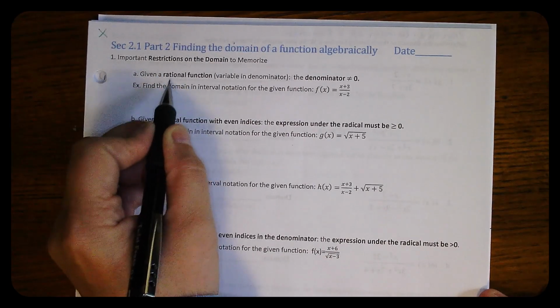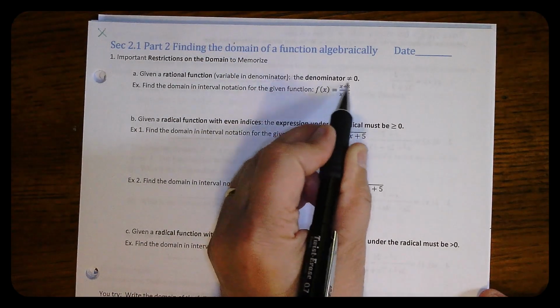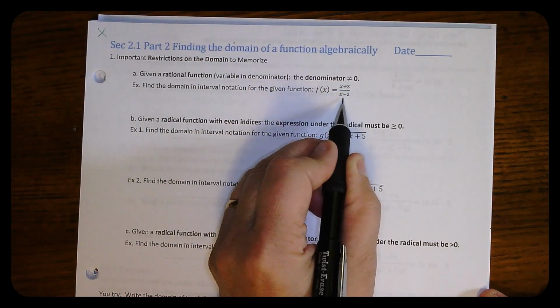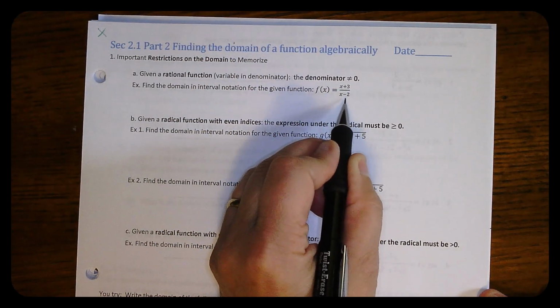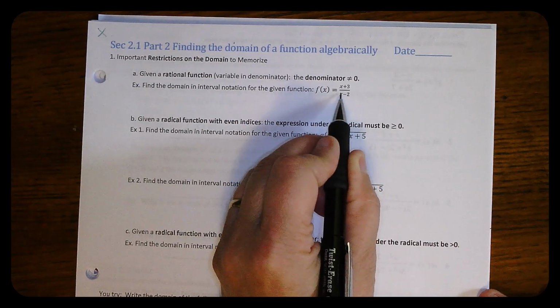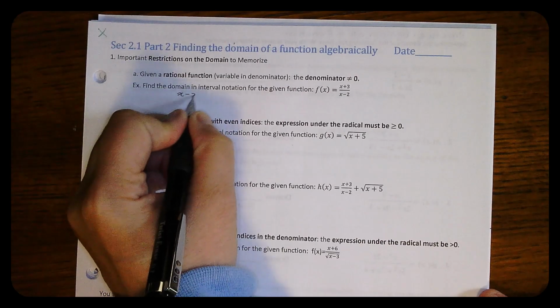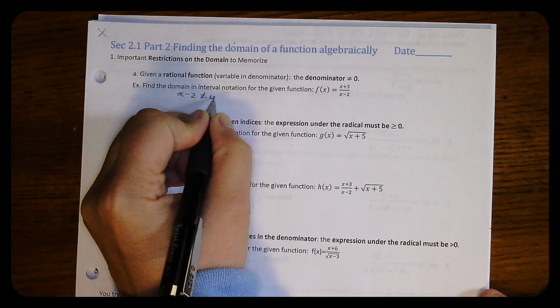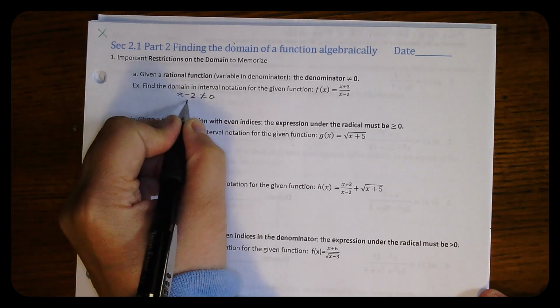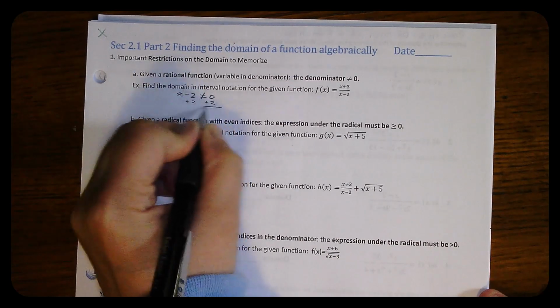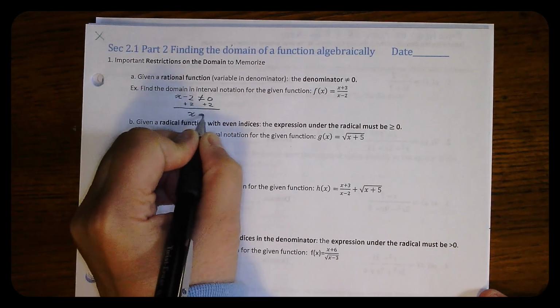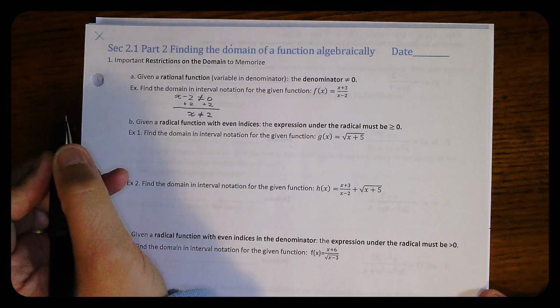The first thing on the list is if you have a rational function and you're asked to find the domain, you just need to take the denominator. You can ignore the numerator. You take the denominator and you say, well, that can't equal 0. And then you solve for x the way you would solve any equation, and you would find out that x cannot equal 2 for this example.